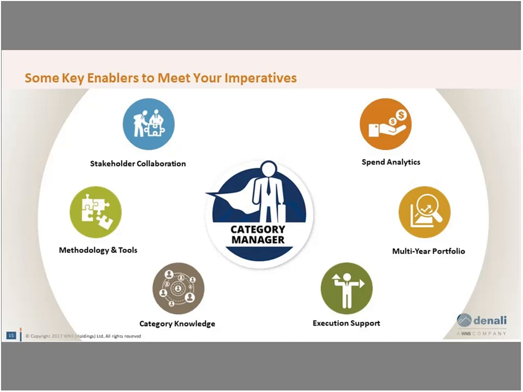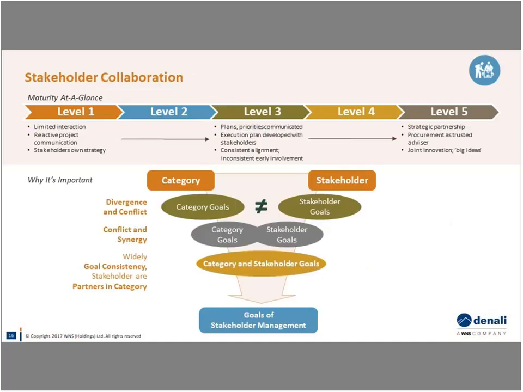So you can see them here. It's stakeholder collaboration, methodology and tools, category knowledge, execution support, having a multi-year portfolio, and spend analytics. So what we're going to do next is really dive into each of those on its own for just a couple minutes and talk through, again, the maturity curve or the maturity levels of each. So with that, we'll start with stakeholder collaboration.